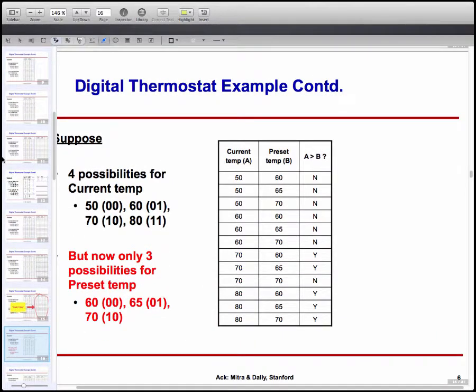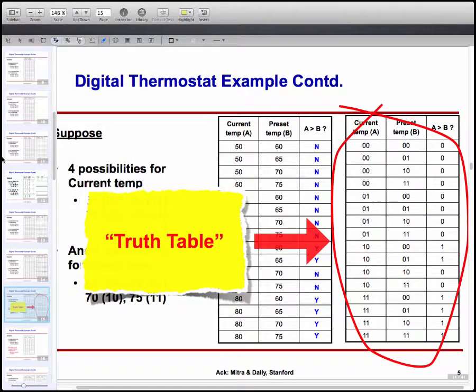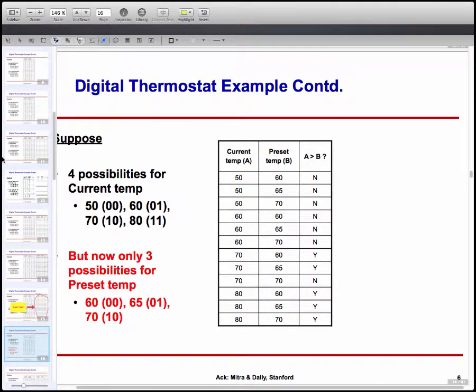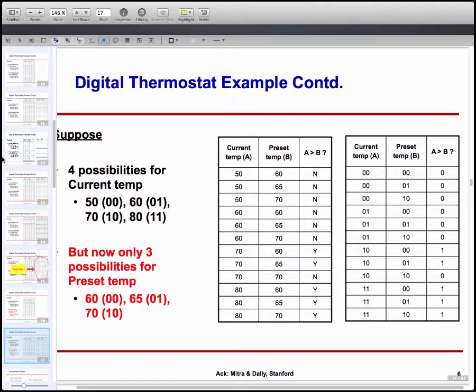Now let's say I were to remove one of the possibilities of preset temperature. Previously I had a 75 also, but now I have removed the 75. So if I now look at my table, the combinations corresponding to preset temperature of 75 are no more there. So this table has 12 entries as opposed to 16. And I can make the corresponding binary table in terms of bits. It would look like what we have out there.